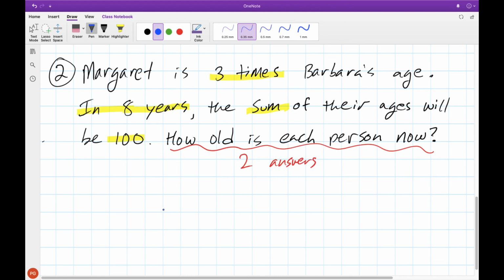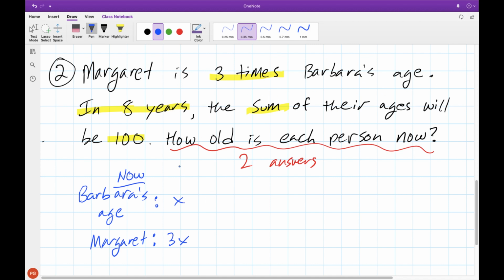Next thing I want to do is set up some variables. Since Margaret is 3 times Barbara's age, I'm going to define Barbara's age as x, which would make Margaret's age 3x. Note that this is how old they are right now. We're told that they're 3 times Barbara's age right now, but we're also considering how old they're going to be in 8 years. So in 8 years, Barbara's age is not x, it's going to be x plus 8. And Margaret, similarly, is going to be 3x plus 8.